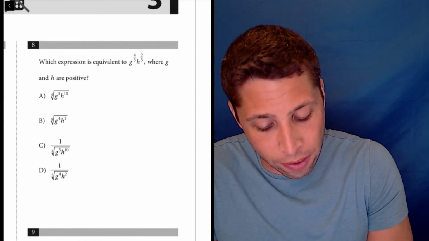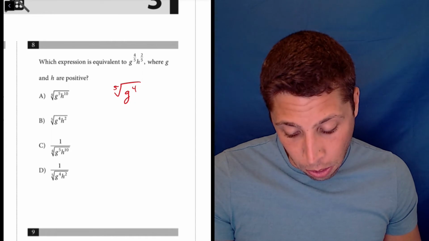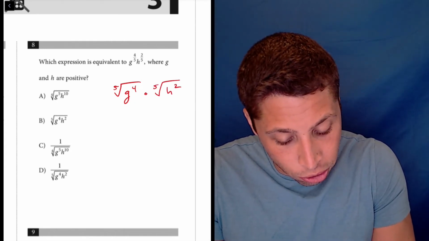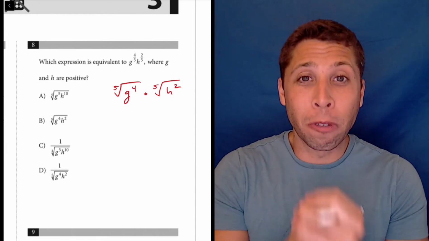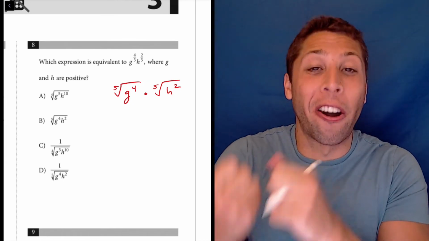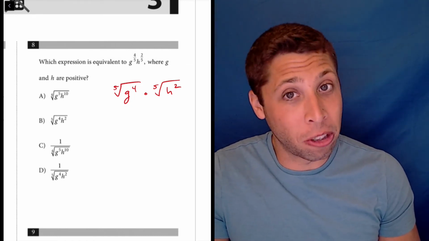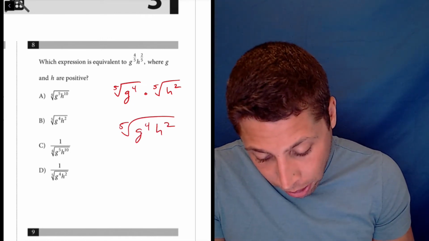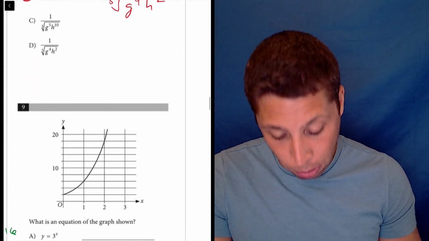So if we did g to the 4/5, it's the fifth root of g to the fourth. The same thing happens with the h. That would be the fifth root of h squared. So the bottom of the fraction is the radical, the root. Remember, the roots of a tree are on the bottom of a tree. The roots of the exponent are the bottom of the exponent, so the fraction. So it's annoying, but this can be combined because they're both fifth roots. We can just put it both under, and that's g to the fourth h squared, and that's choice B. So all of these others are just messing up the exponents.